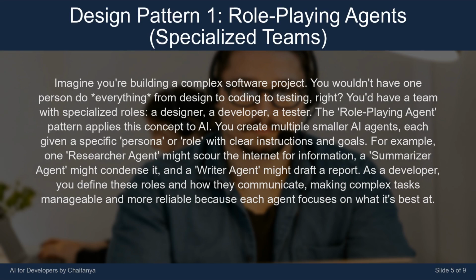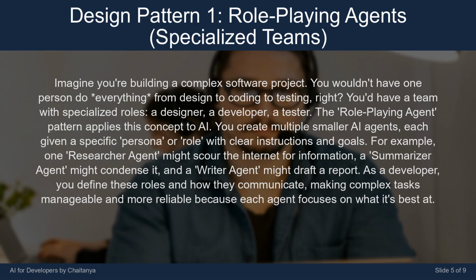Imagine you're building a complex software project. You wouldn't have one person do everything from design to coding to testing, right? You'd have a team with specialized roles: a designer, a developer, a tester. The role-playing agent pattern applies this concept to AI. You create multiple smaller AI agents, each given a specific persona or role with clear instructions and goals.